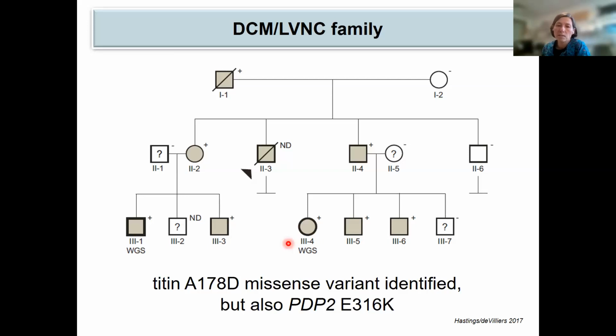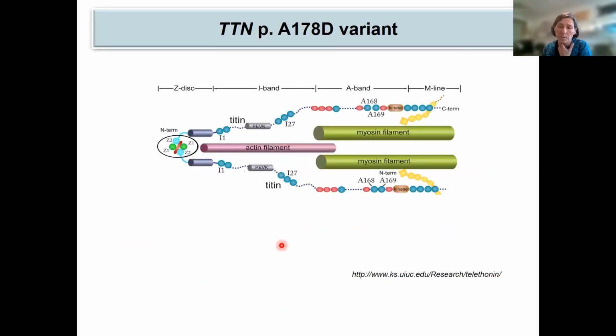One was this missense change in Titin, but genetically equally valid was also a missense change in an enzyme called PDP2. But if you looked at biological functions, expression patterns, the money was on Titin. And because of that, we tried to characterize this missense variant, initially with in vitro experiments and then later with a mouse model. So where is this variant?